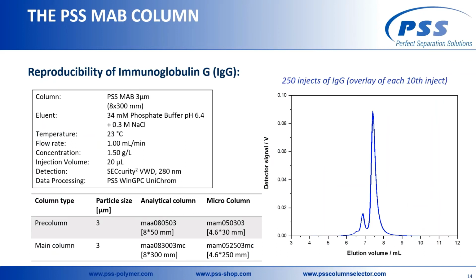For protein and MAb applications, we recommend to use our PSS MAB column in combination with a 34 millimolar phosphate buffer and additional sodium chloride. This method showed high robustness throughout various measurements, and the injected protein and MAb samples could be completely recovered from the column.